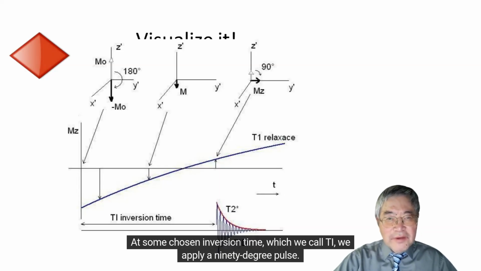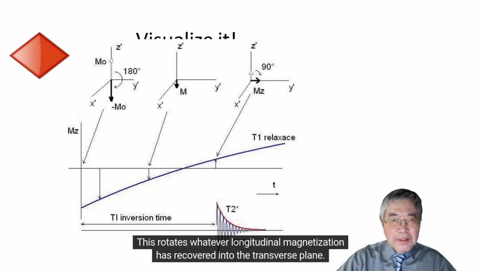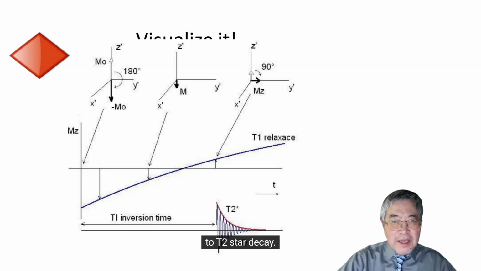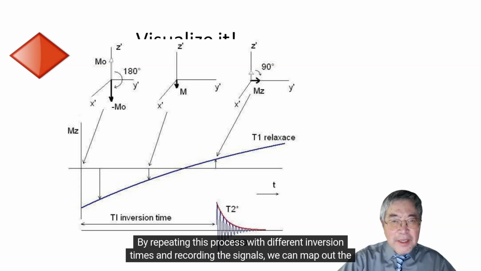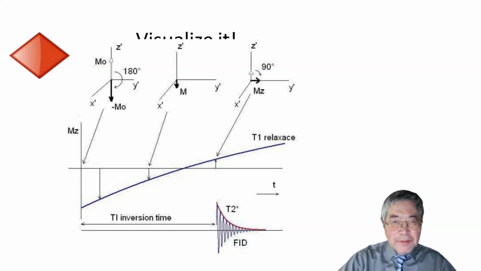At some chosen inversion time, which we call TI, we apply a 90-degree pulse. This rotates whatever longitudinal magnetization has recovered into the transverse plane. Once in the transverse plane, it generates a measurable free induction decay, or FID signal, that is subject to T2 star decay. By repeating this process with different inversion times and recording the signals, we can map out the full recovery curve. Then, using a logarithmic fit, we extract the T1 relaxation time.